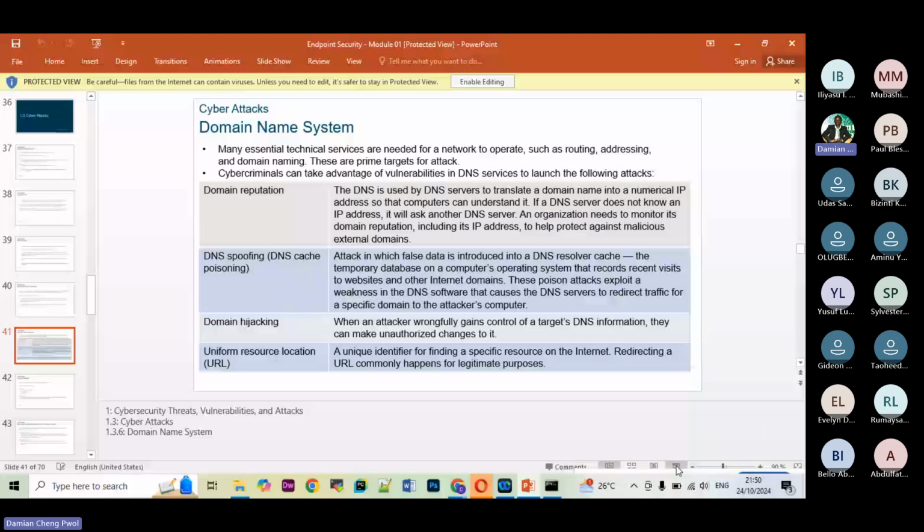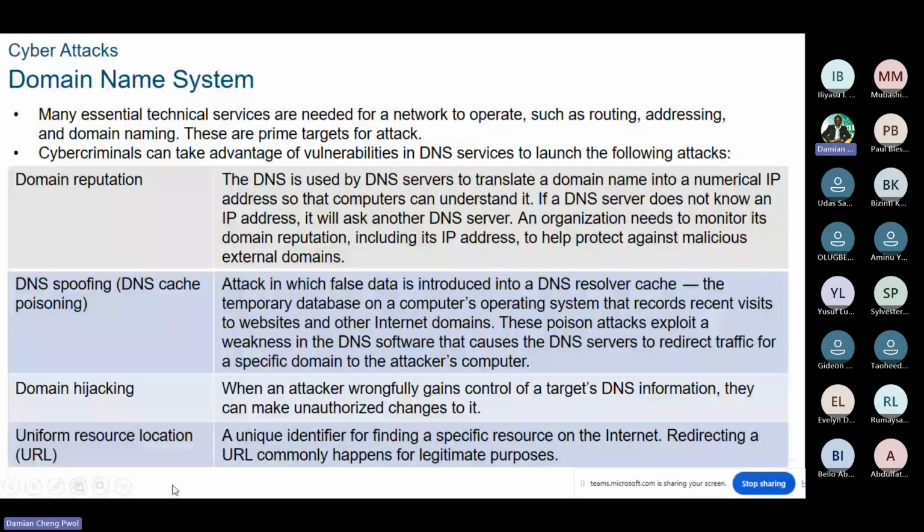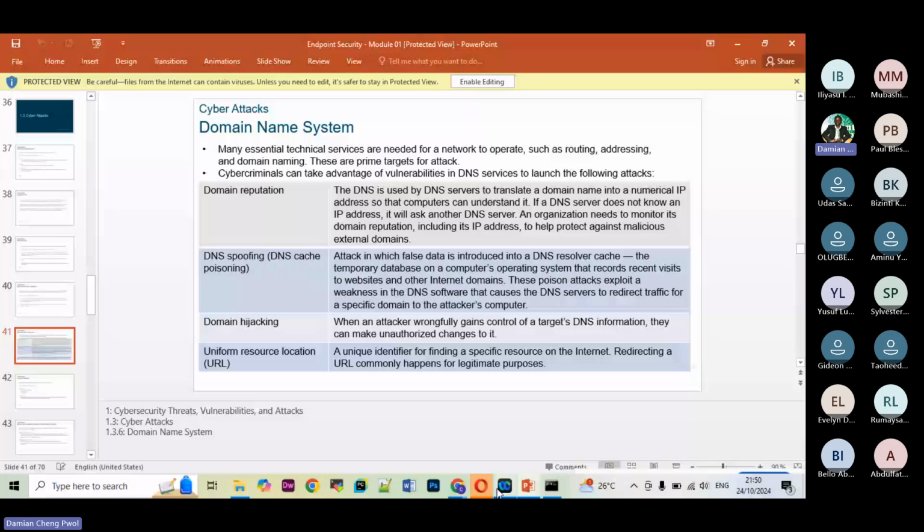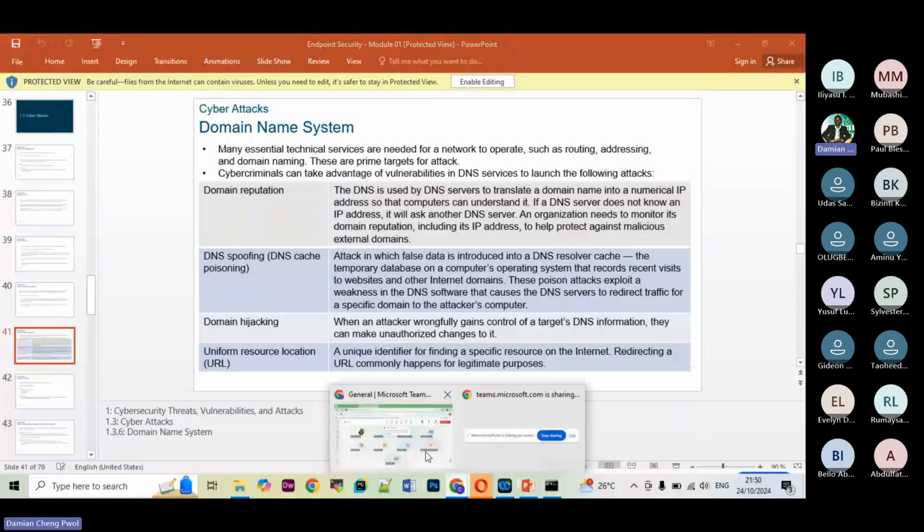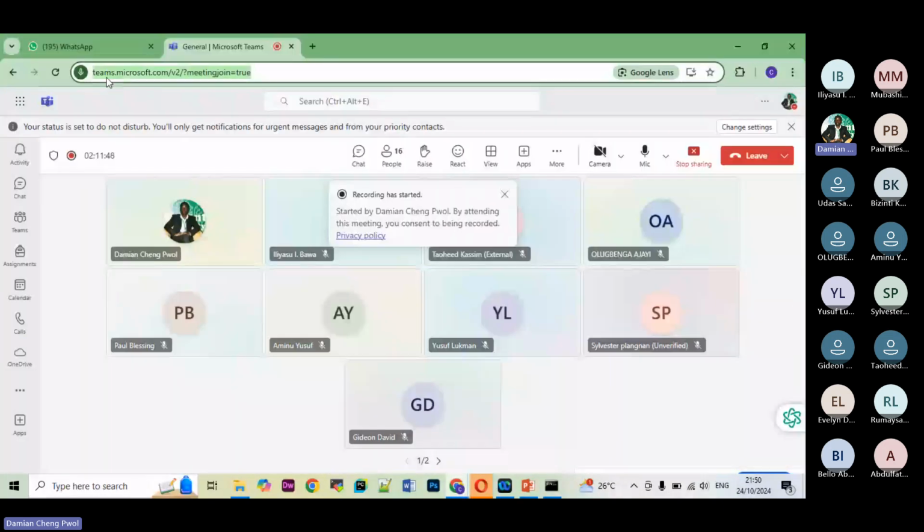Then Uniform Resource Locator, URL, a unique identifier for finding a specific resource on the internet. Redirecting a URL commonly happens for legitimate purposes. So the URL, this is your URL. Let's see. This is my browser. Let me open up my browser. As you can see, Teams. This is my URL.